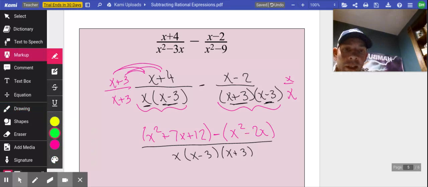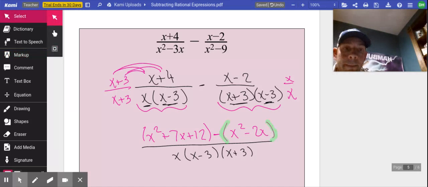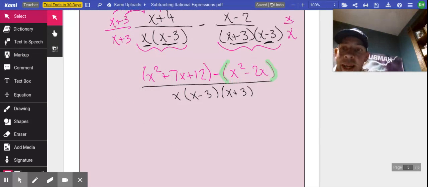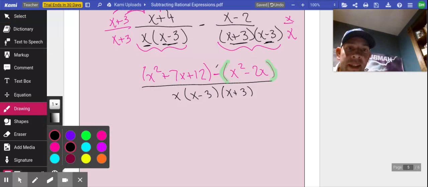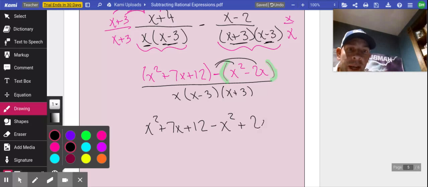And again, look at these beautiful parentheses right there. So let's go ahead and take care of the business here. We're going to distribute that negative. We've got x squared plus 7x plus 12 minus x squared plus 2x.